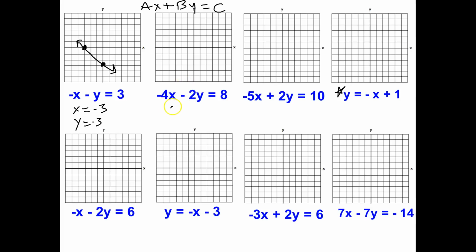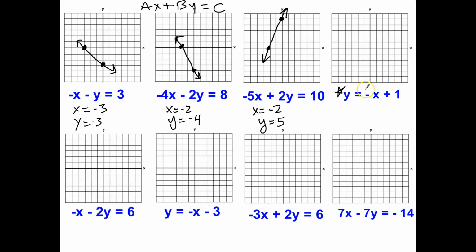8 divided by -4 is -2. 8 divided by -2 is -4. So x is -2. y is -1, 2, 3, 4. Graph as such. 10 divided by -5 is -2. 10 divided by 2 is 5. So I go -2. 1, 2, 3, 4, 5. Draw my line.